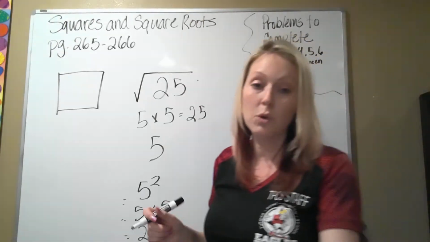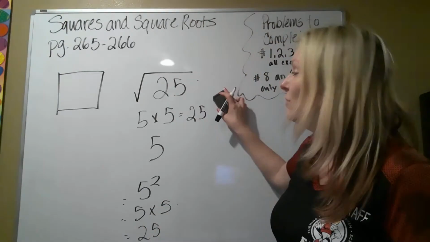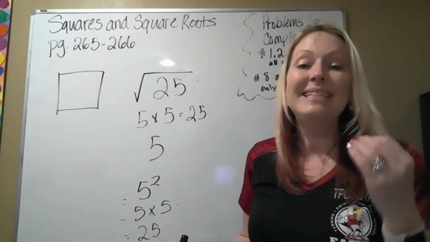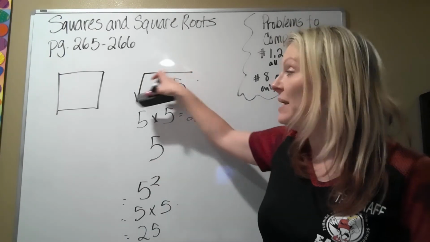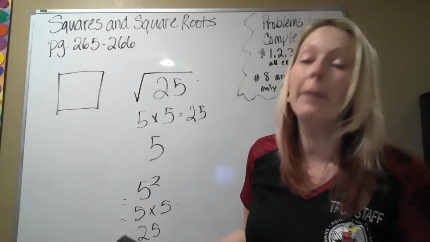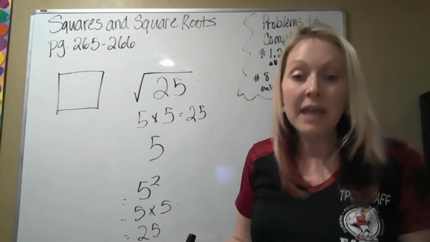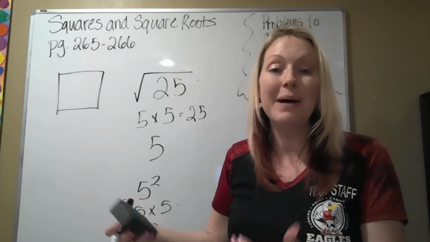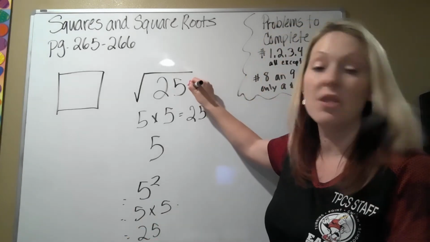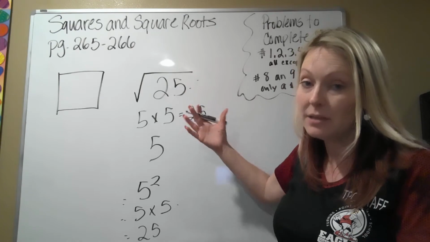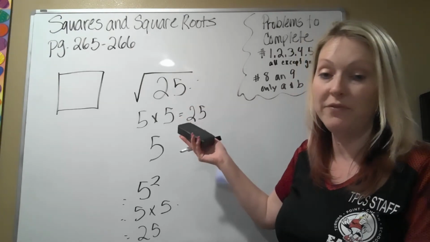This is called the square root. All you're doing is asking, since there's a square root bar there, does this number have a number that, when multiplied by itself, equals that number? And it does, right? 5 times 5 equals 25.